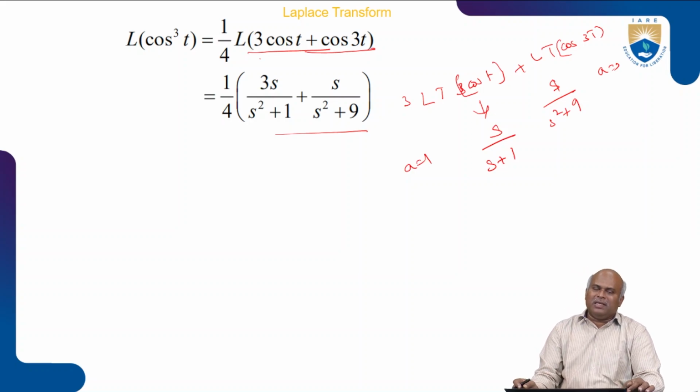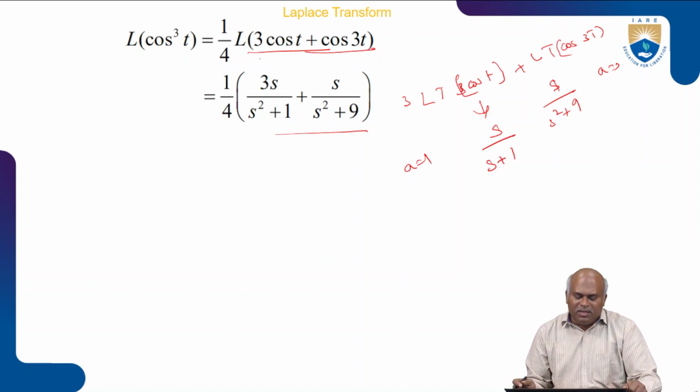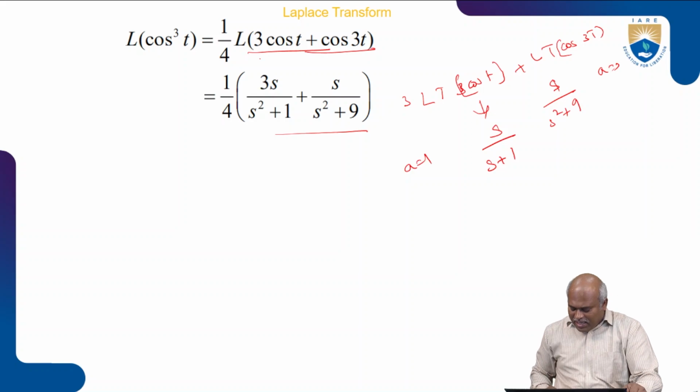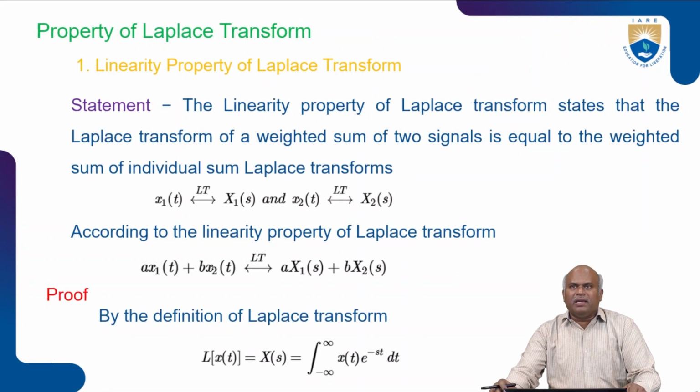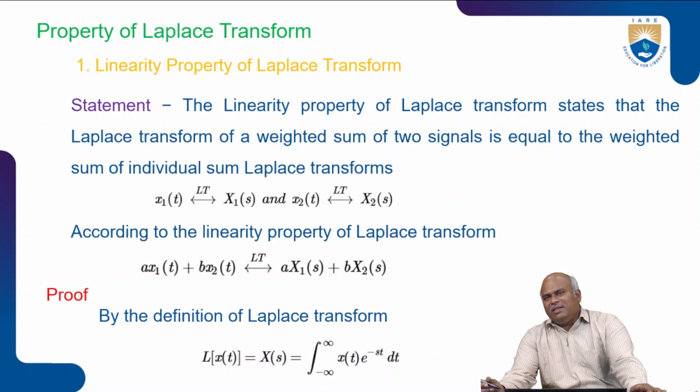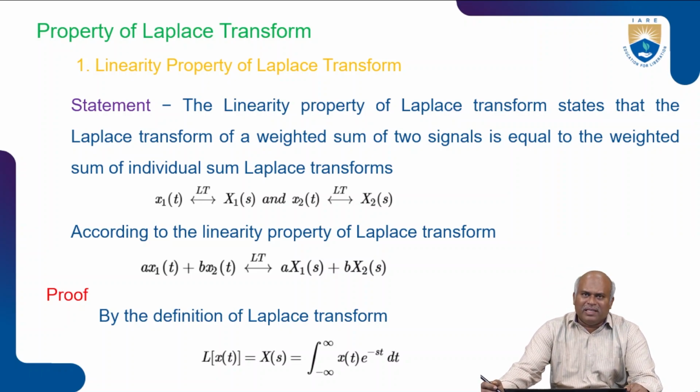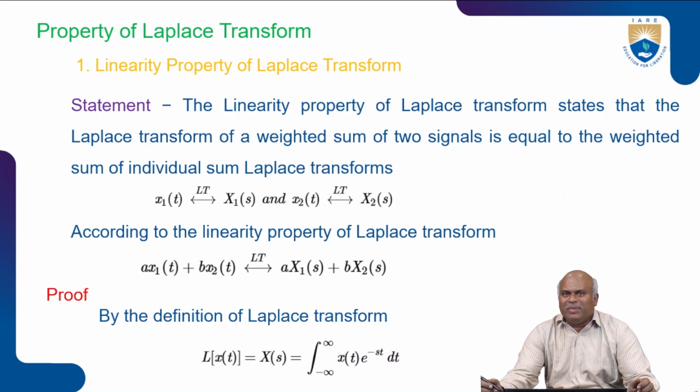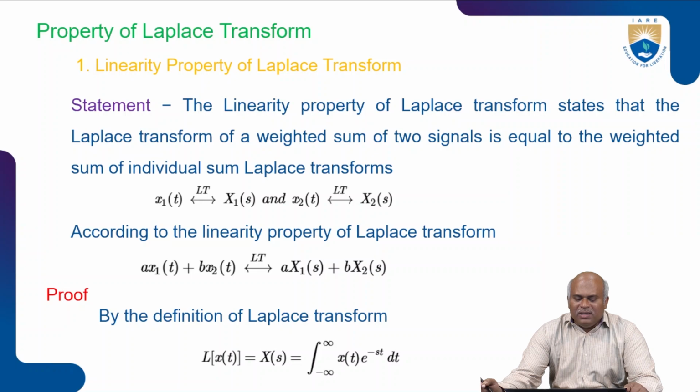This is represented as cos cube t Laplace transform. Okay. Next we go for the properties of Laplace transform. There are around 12 properties. In this session we will see only 3 properties with some examples. The first is the linear property of Laplace transform.